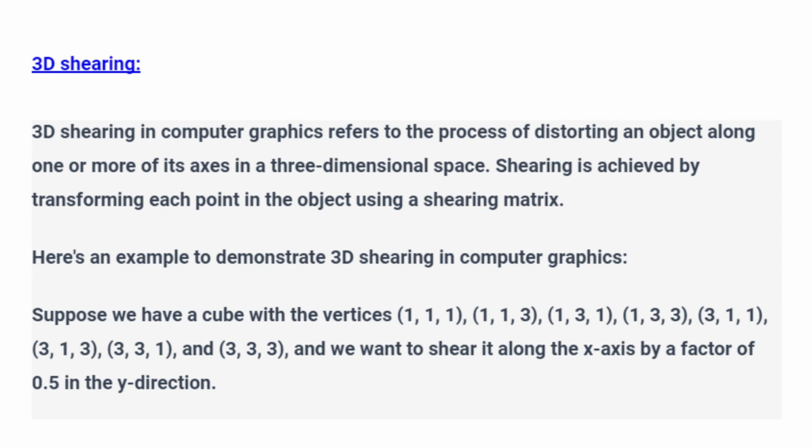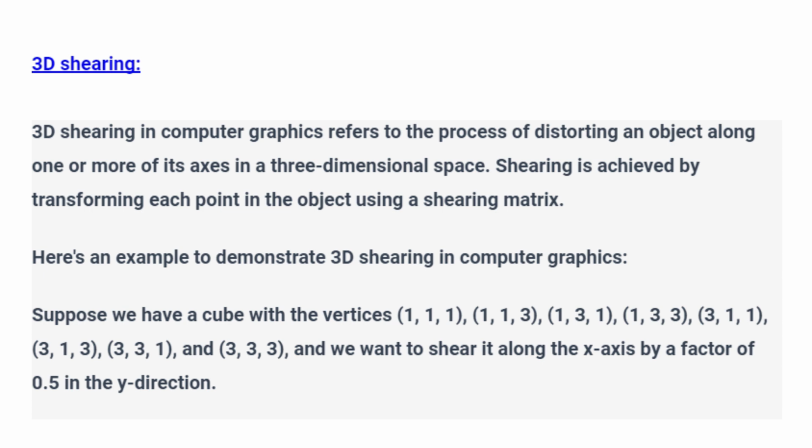shapes. 3D shearing. 3D shearing in computer graphics refers to the process of distorting an object along one or more of its axes in a three-dimensional space. Shearing is achieved by transforming each point in the object using a shearing matrix.